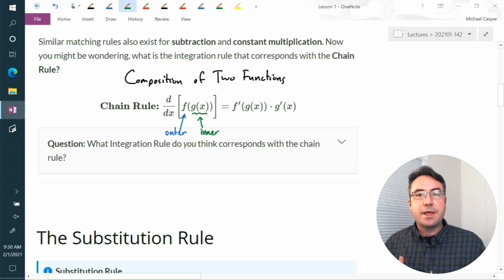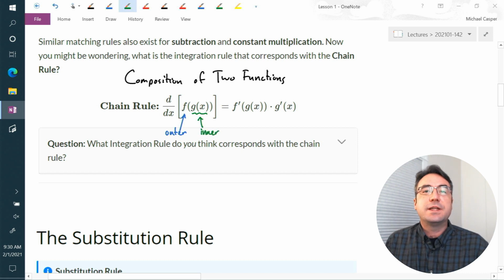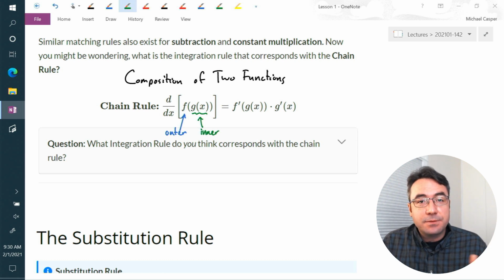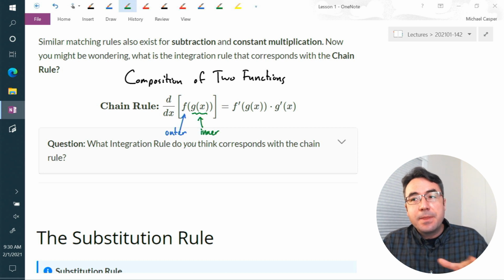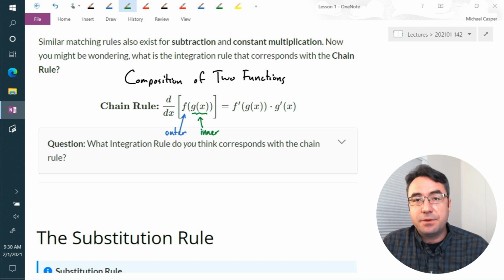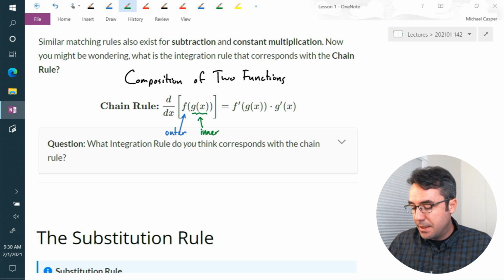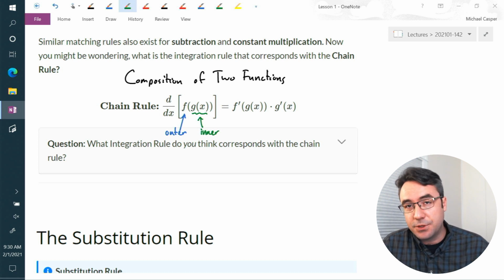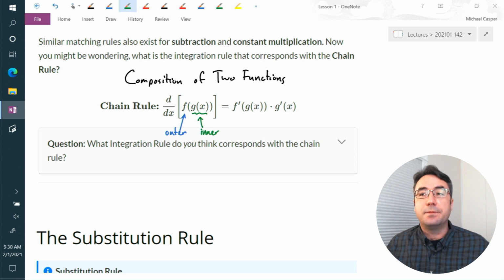So what does the chain rule actually say? Well, it's a derivative rule that says if we wanted to take the derivative of f of g of x, where g of x is the inner function, how would we differentiate that? We would differentiate the outer function, keep the inner function the same, and then multiply by the derivative of the inner function. And that's what we're seeing on the right side there. It's the derivative of the outer times the derivative of the inner. So that's the chain rule.